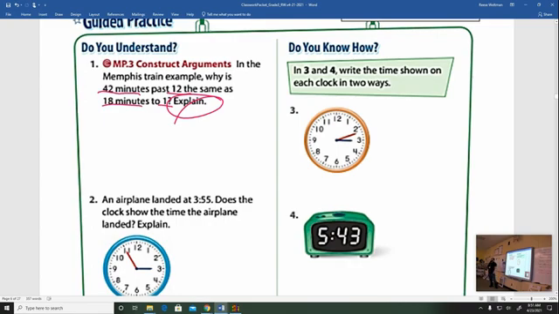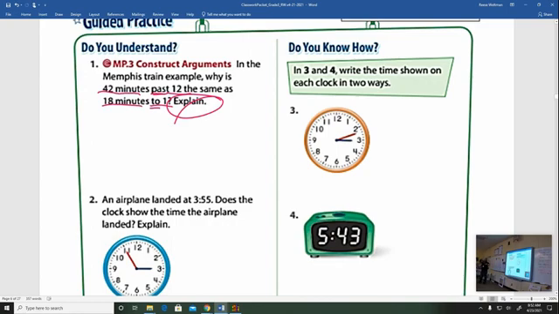So anytime you see a sentence that says 42 minutes past 12, it means that it's 12:42 right now. Same as 18 minutes to 1 means that it's 18 minutes until 1 o'clock. So look at the keywords. Keywords here are past and to. So 42 minutes past 12 means that it's 12:42.